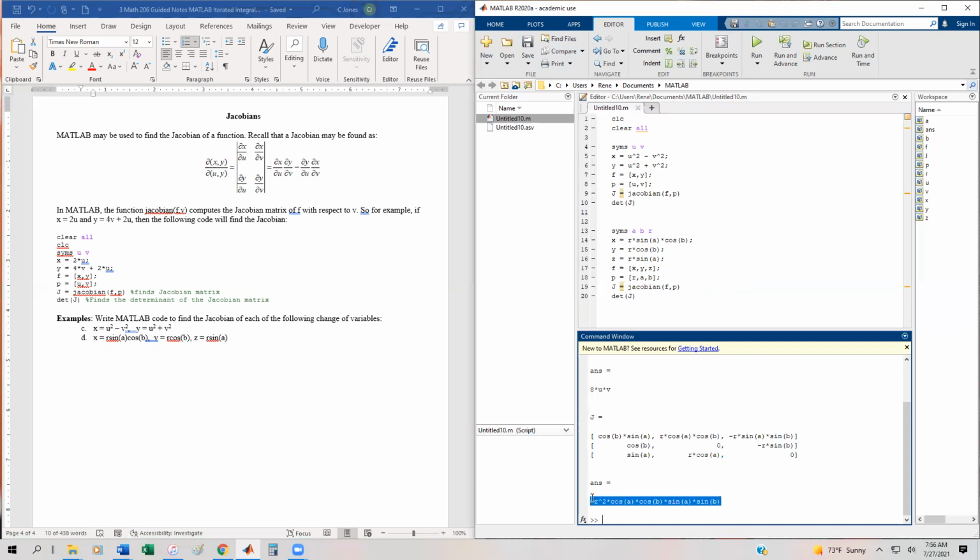This would be that factor that we would multiply by to do the change of variable. So hopefully this helps you see how to utilize MATLAB to get the Jacobians, and also some of the applications for your iterated integrals as well.